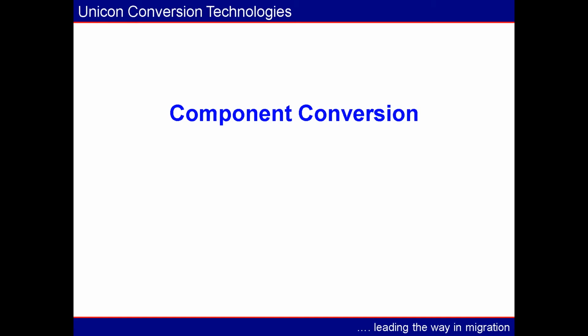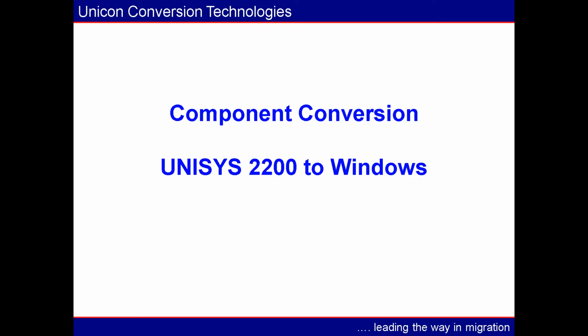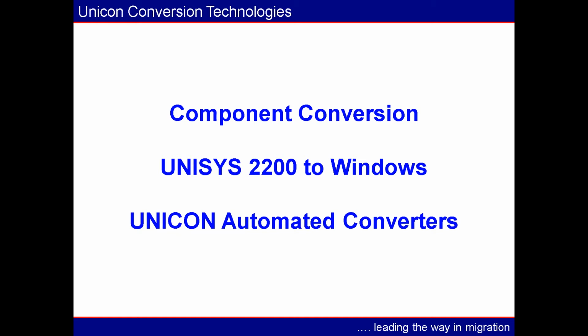This presentation will provide an overview of the Unicon platform migration methodology, which we refer to as component conversion. The project example we will be discussing is the migration of applications from a Unisys ClearPath 2200 mainframe to Windows. The conversion is performed using the Unicon automated converters.